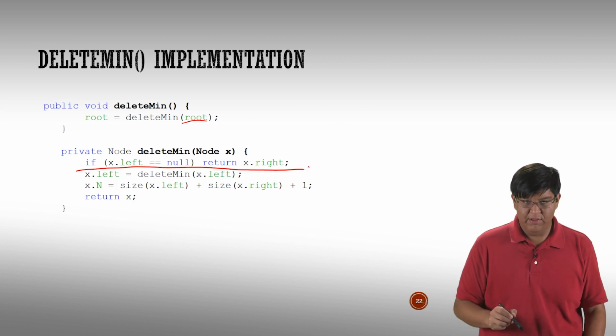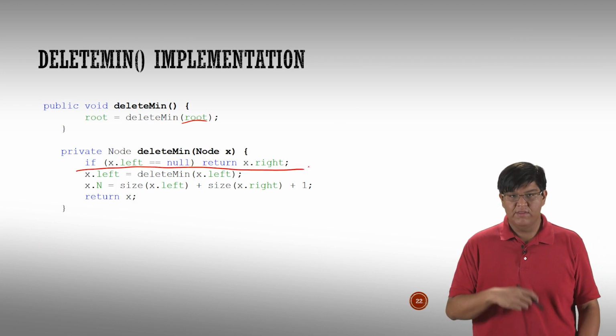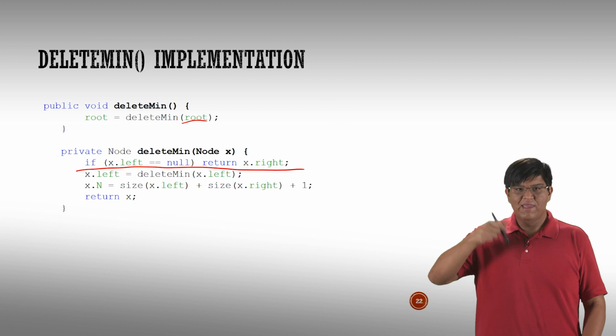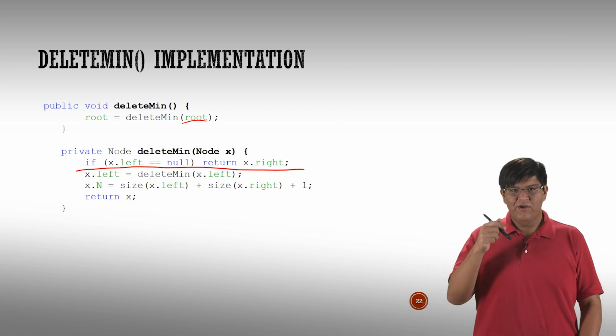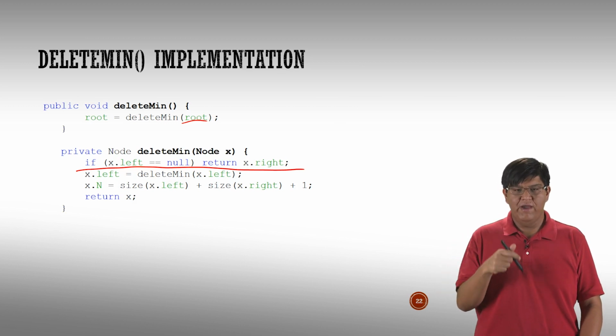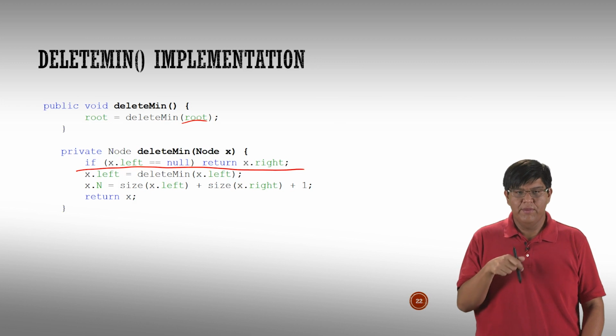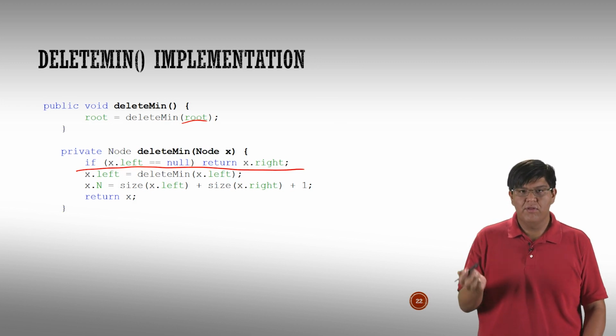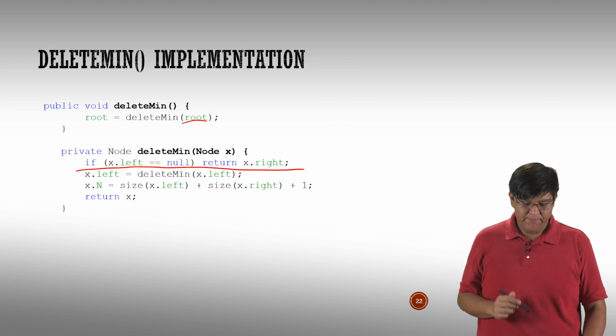So if I go all the way down to the left until x dot left is null, just move the right-hand side of x back up to the place of x, because x is our minimum. We're looking at a tree rooted at x, and the root of that tree is our minimum. Replace that tree by whatever is the right-hand side of x. Either it's null or it's a particular node. Just move the whole thing up.